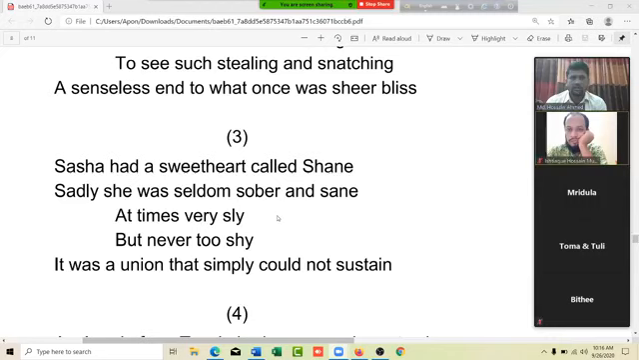Sasha had a sweetheart called Sing. Sadly, she was seldom sober and sing. All times very sly, but never to shine. It was a onion that simply could not sustain.